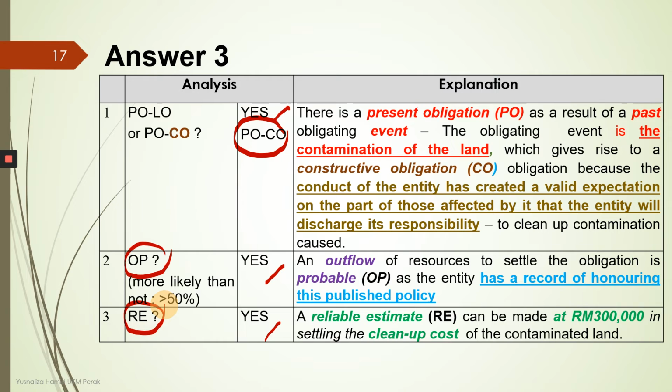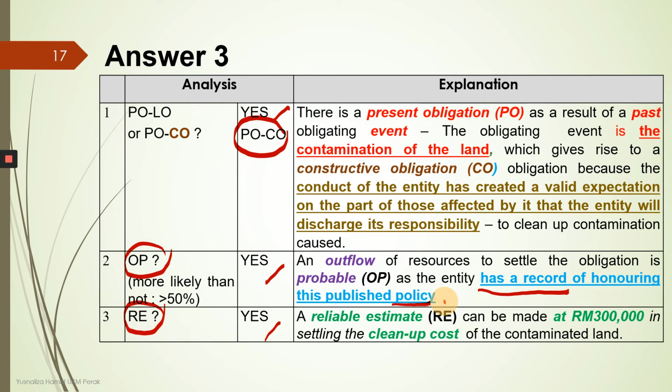And you can write the sentence, so write the sentence by taking those words from the question. Present obligation, result of past event, here is because the company has cleaned up the contamination costs, and that becomes their published policy. Second one, the outflow is probable because they have a record of honoring the published policy, this one here. So the blue one, remember I told you, is for the outflow is probable, right?